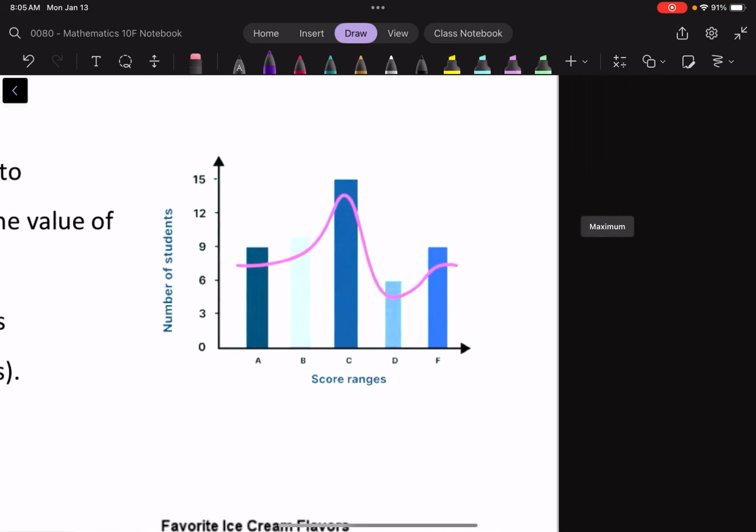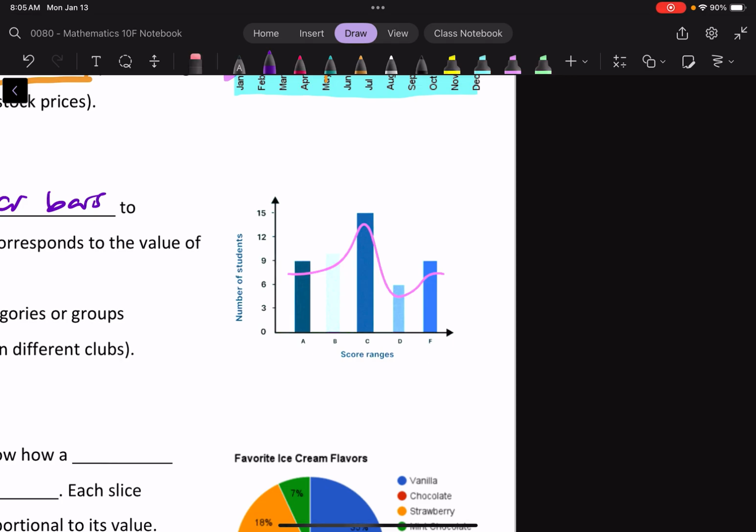So if I'm looking here, here's my bar graph. There's a line drawn in, but I don't really need to focus on that right now. I'm looking at all those rectangles. This rectangle is not coming up super well, but here I go. There's 5 different categories, A, B, C, D, and F. There's no category E here. And it says that represents my score ranges.